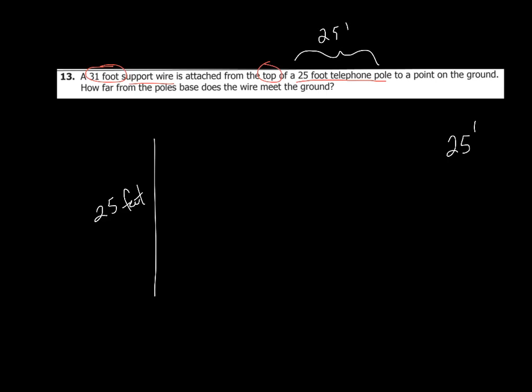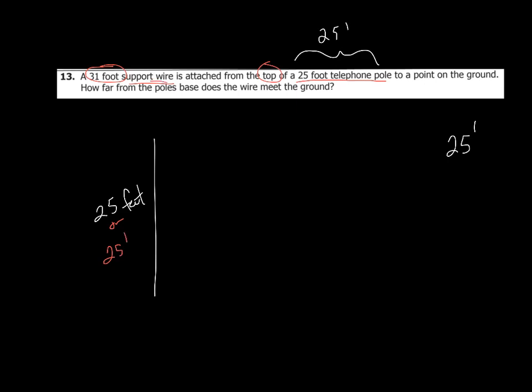All right, the last question in this video. We have a 31-foot support wire attached to the top of a 25-foot telephone pole. Okay, so I guess we should draw a telephone pole. And how tall is the telephone pole? Right here, it's 25 feet. So this is 25 feet. On a side note, 25 feet can also be notated like that. Or 25 feet.